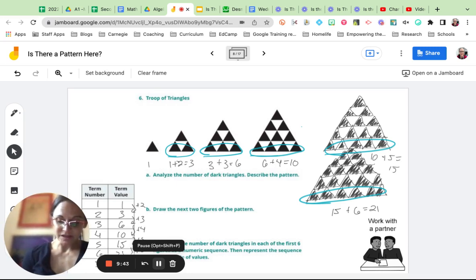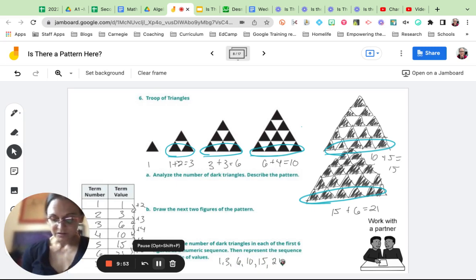So to represent the number of dark triangles, let's see, we did a table of values. We could also, if we wanted to, make a list. So show a numeric sequence using a list of numbers. There we go. And I'm going to do dot, dot, dot, because this could keep on going, couldn't it?